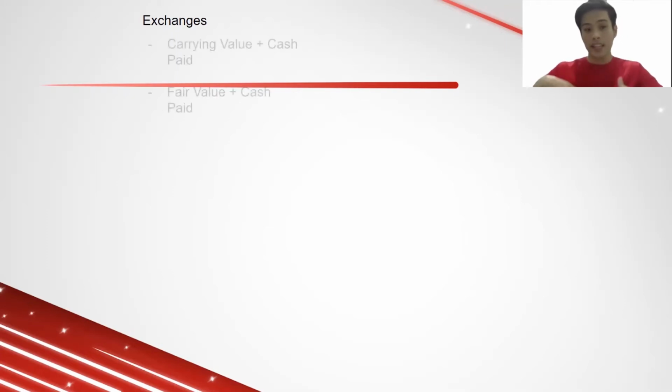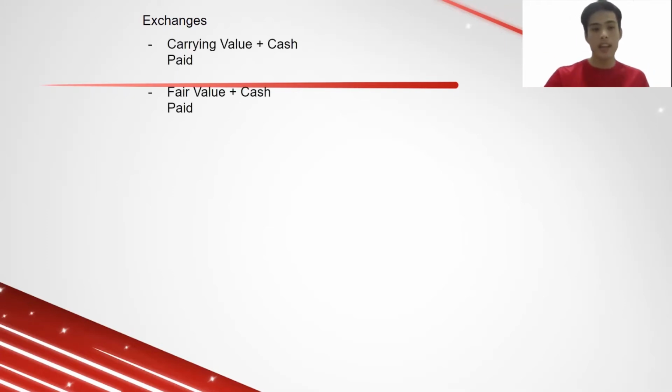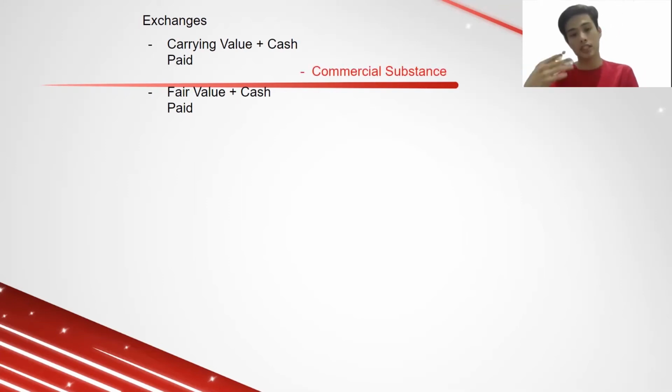And the last mode of acquisition is the exchange. Exchange is when an entity exchanges with another entity another plant asset, usually with a purchase price. Now, exchanges can measure cost in two ways: first, the carrying value and the cash paid, or the fair value and the cash paid. You might ask, how would you know which to use, carrying value or fair value? It is usually indicated by commercial substance. If there's commercial substance, you use fair value, and naturally, if there's no commercial substance, you use the carrying value.